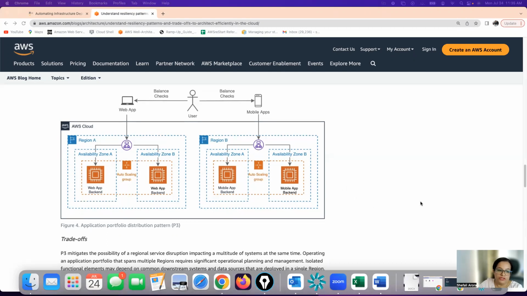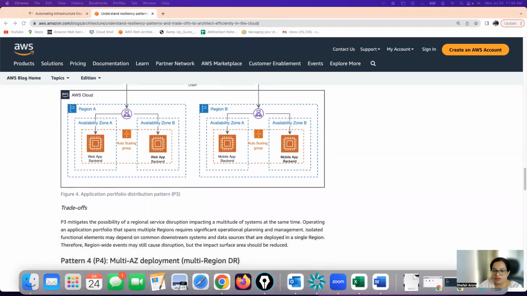Trade-offs: if we check the trade-offs here, it mitigates the possibility of regional service disruption. That is true. And here the application spans across the regions, as we can see here, Region A and Region B, and that is why it requires significant operational planning and management. There would again be data sources, and isolated functional elements may depend on common downstream systems.